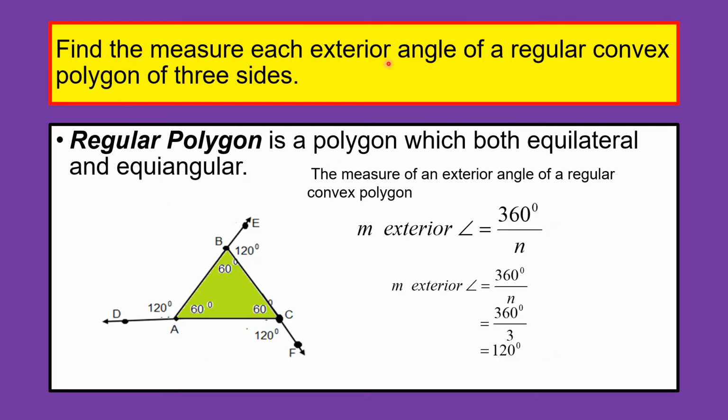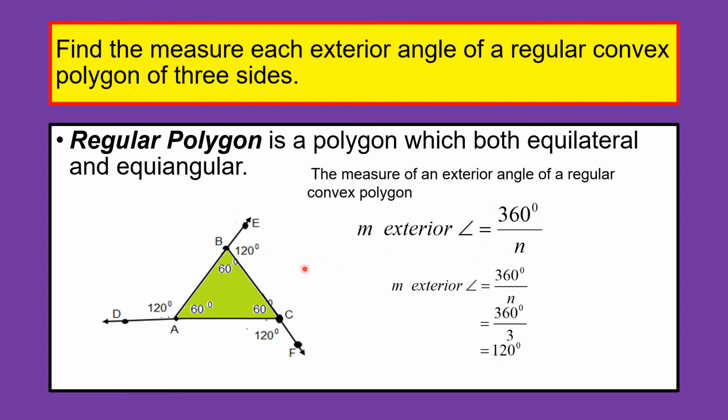Find the measure of each exterior angle of a regular convex polygon of 3 sides. If we have a regular polygon of 3 sides, we have an equilateral triangle. The measure of an interior angle is 60. Therefore, the measure of interior plus exterior equals 180. If this is 60 degrees, the exterior is 120 degrees. But we will be using a formula. The measure of an exterior angle equals 360 divided by n.